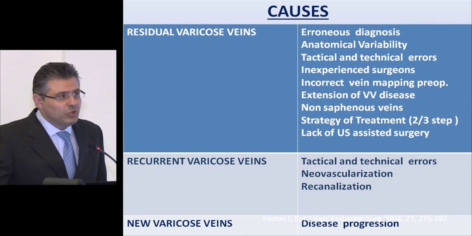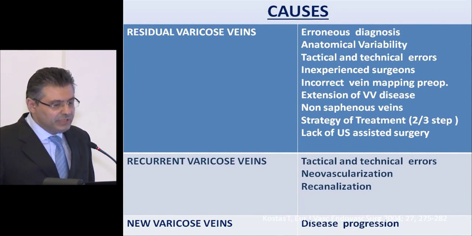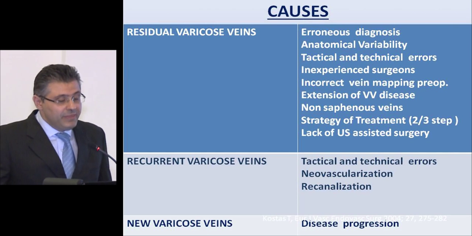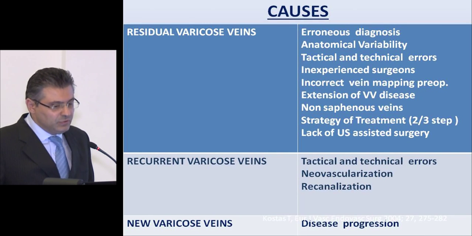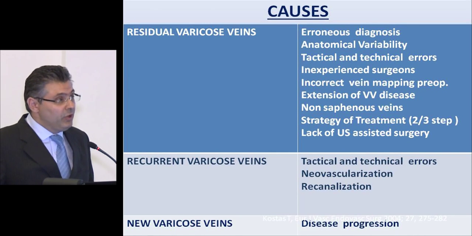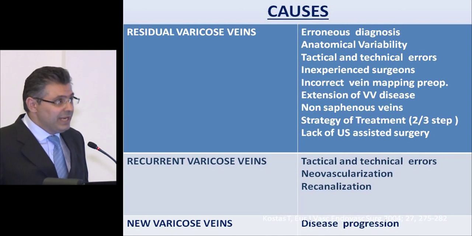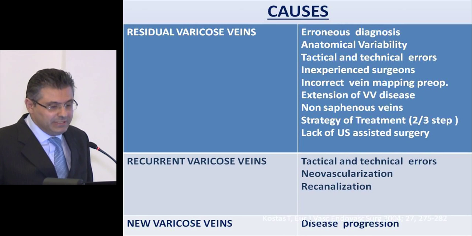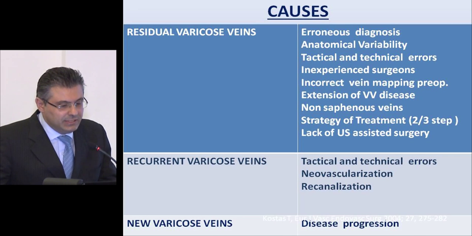And let's see the most common causes for residual varicose veins. That is anatomical variability, erroneous diagnosis, tactical and technical errors that can include inexperienced surgeons, incorrect vein mapping. Then we can have extension, massive extension of varicose vein disease, not saphenous vein. Strategy of treatment. Some surgeons try to operate in 2 and 3 steps the patient, so the patients don't go back to the surgeon and comes to me, and I say, okay, this is residual or recurrence, but these patients were not treated before. Lack of ultrasound-assisted surgery.